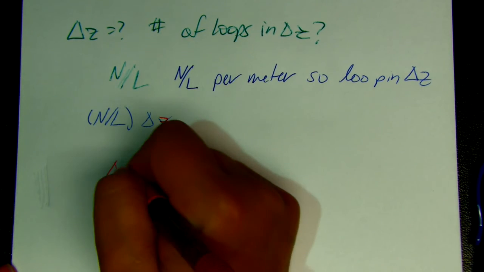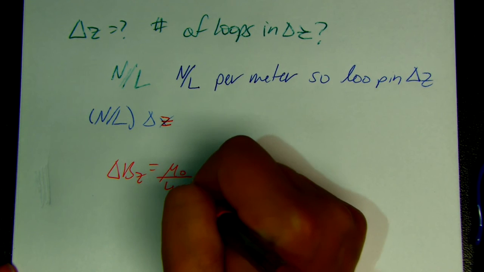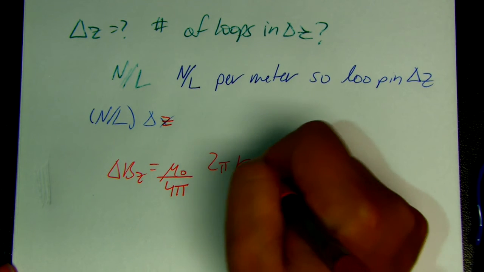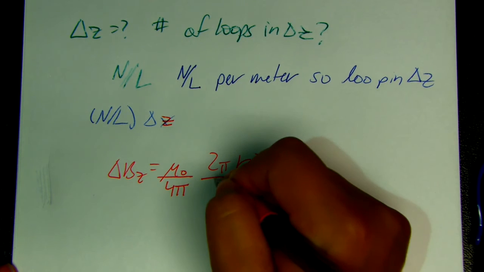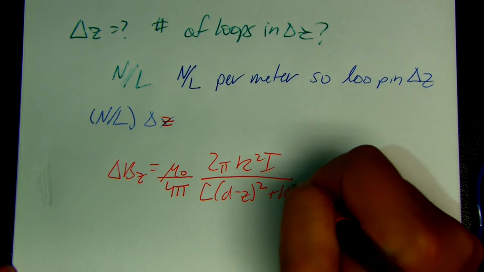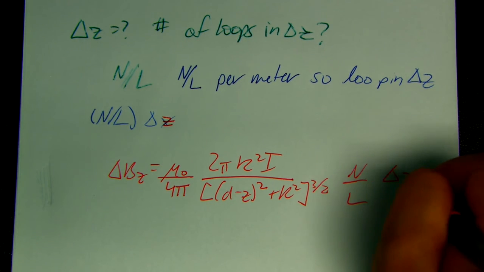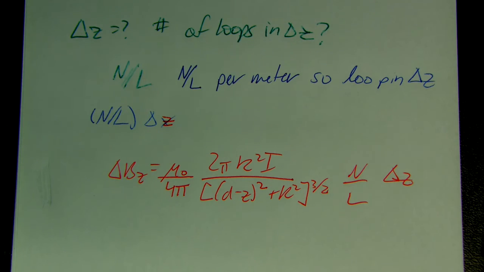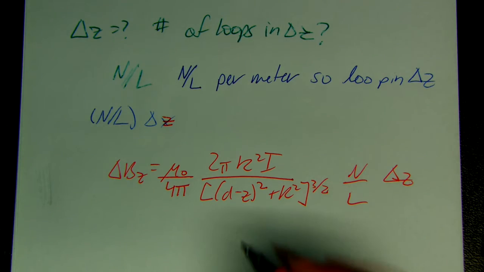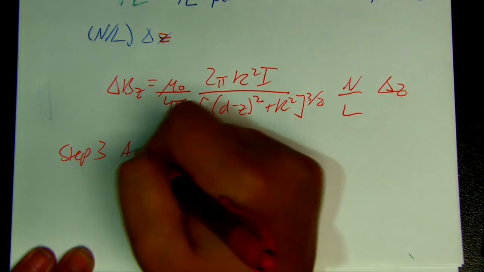All right, so delta Bz is equal to mu naught over 4 pi, 2 pi R squared I over (D minus Z) squared plus R squared to the 3/2, times N over L delta Z. All right, so now we've got our expression for each little piece. And for step 3, we want to add them up.